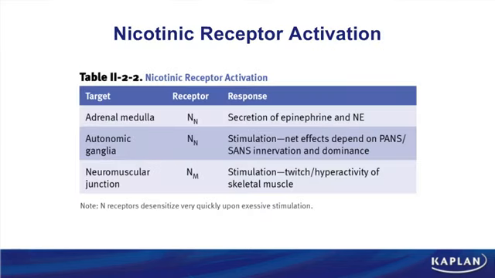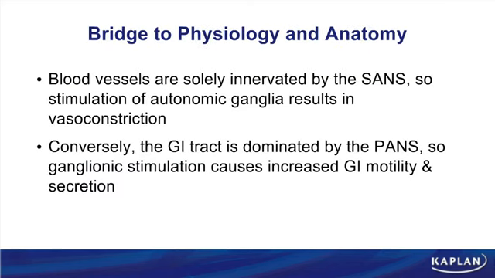This table looks at our nicotinic receptors. We've already discussed these receptors and where they're found. N sub N receptors are found at the ganglia and the adrenal medulla, and N sub M receptors found at the neuromuscular junction. In the margin is a note, a bridge to physiology and anatomy, and what this note reminds us of is about the innervation of various organs. In fact, remember this is the rule. Most organs in the body are what we call dually innervated. They're innervated by both parasympathetic and sympathetic pathways. If you think about that, it's dual innervation.